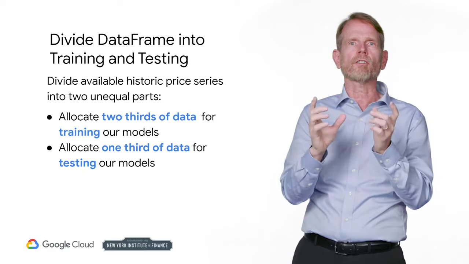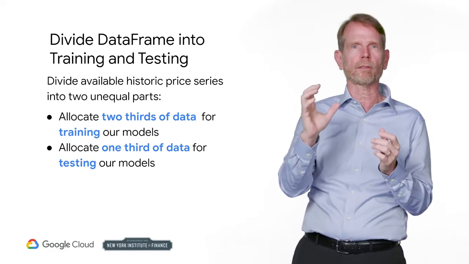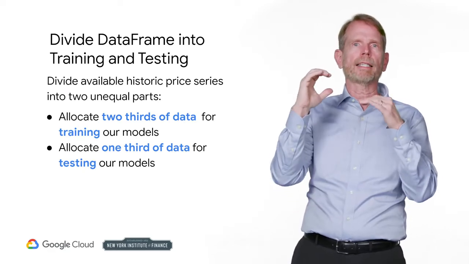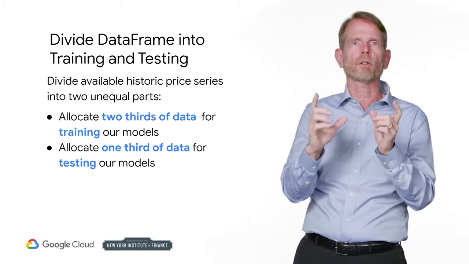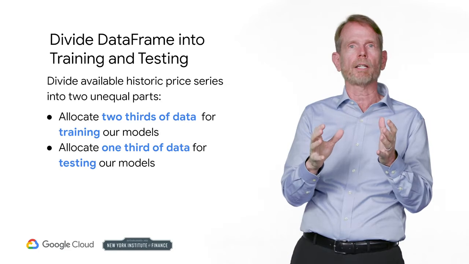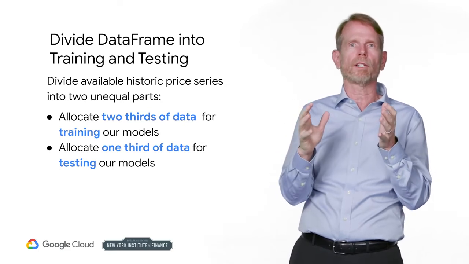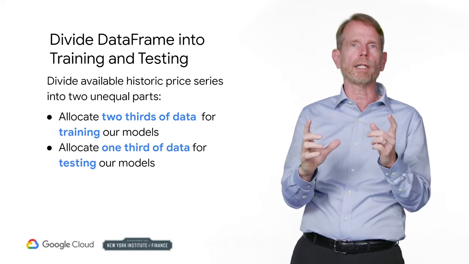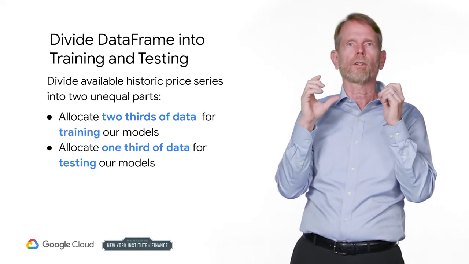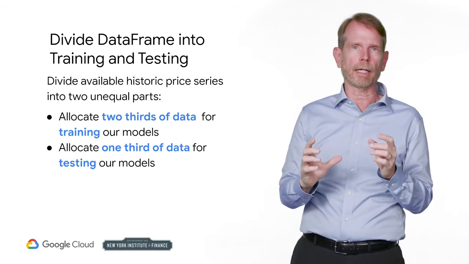You take the existing history of stock prices, as we discussed. You divide this into 2 unequal parts. Suppose you use 2/3 of the history for training and you use the remaining 1/3 of the history for testing. We'll call the first part the training data. We'll call the second part testing data.